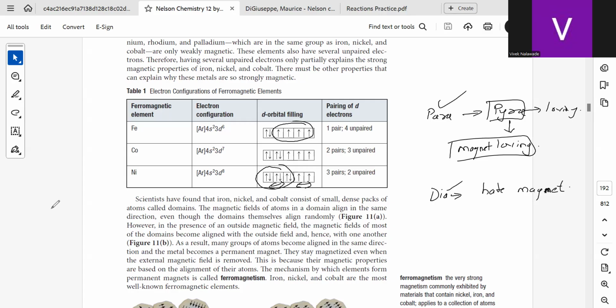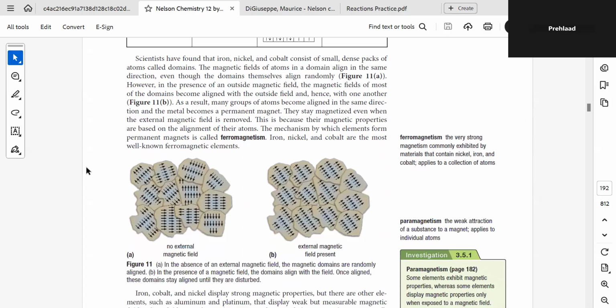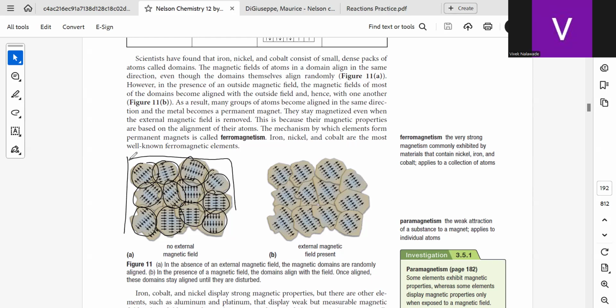Now there is a third concept that is ferromagnetic. Ferromagnetic are compounds which are having domains. Can you see these blocks? These blocks are having the electrons in the same direction in each block, right? And because the blocks are randomly arranged, they have no magnetic field of their own. They don't have any magnetism of their own.